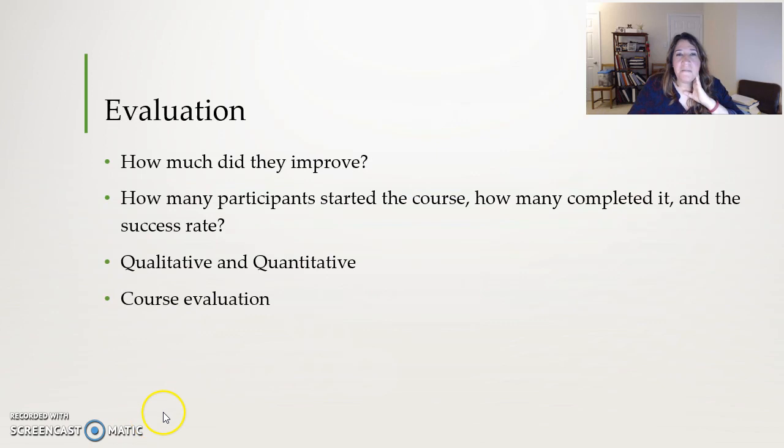And lastly, it talks about evaluation at the end of the course. We want to find out how much our learners improved and, for example, how many participants started the course, how many completed it, the success rate. There are ways of doing it qualitatively, right? Interviewing them, open-ended questions, and quantitatively, giving them a survey in the rating scale about their experience, and then an overall course evaluation, like in any course, right? What were the things that we could reflect on in the course we have taken.